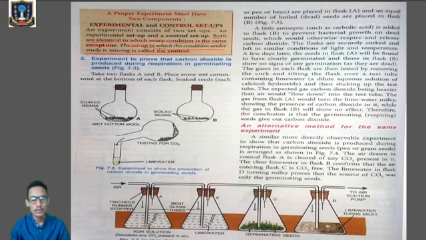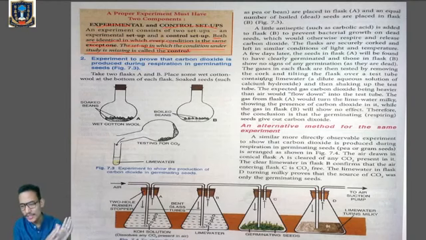For example, if we are trying to prove that carbon dioxide is released by green plants during respiration, then in the control setup, clear, those green plants must be absent or must be placed dead. Clear? So in the control setup, the thing under investigation will be absent, but the thing will be present in the experimental setup.